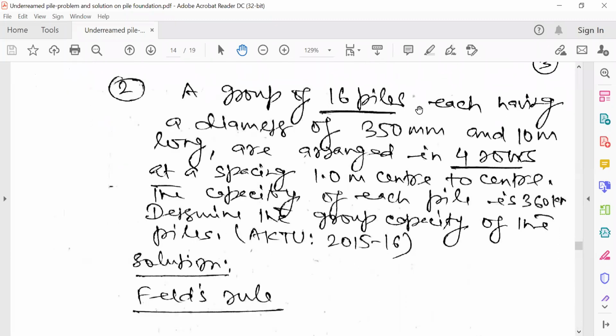So see, a group of 16 piles each having a diameter of 350 mm and 10 m long are arranged in 4 rows, and a spacing is also given there. The capacity of each pile is also given there. Determine the group capacity of it. 15-16 में आया हुआ है आपका.